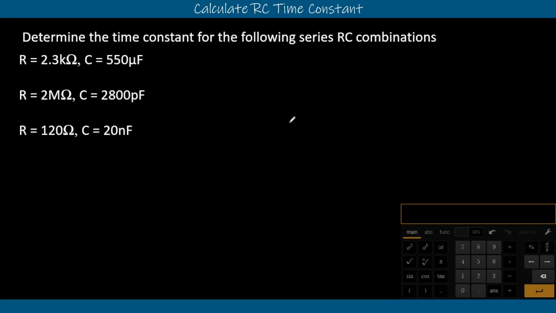In this example, we are going to determine the time constant for the following RC combinations. So the RC time constant is your resistor multiplied by your capacitor. Our time constant is going to change depending on what type of calculations we're working on. If we have inductors and resistors in the circuit, that's going to be one time constant. But if we have capacitors and inductors together, that's going to be a different time constant.